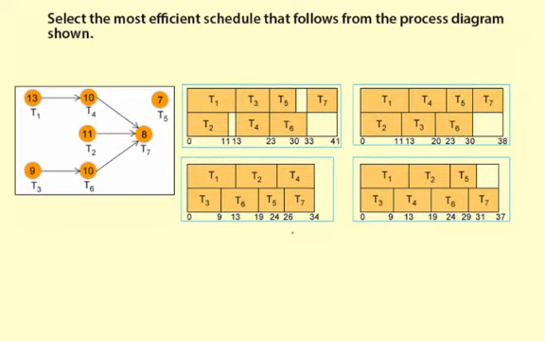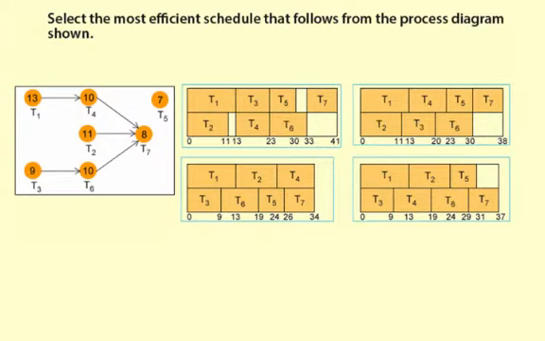Select the most efficient schedule that follows from the process diagram shown. Okay, so the most efficient schedule, that means it has the shortest completion time. So what I'm going to do is start working from the shortest schedule and then work backwards to find the one that actually fits the diagram shown.